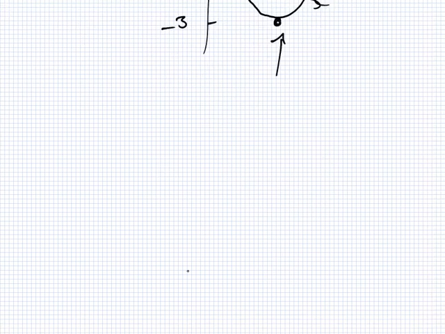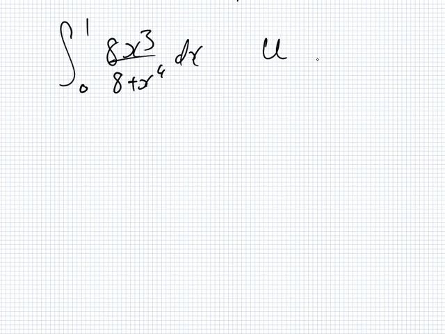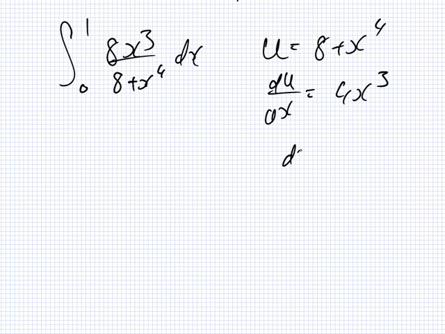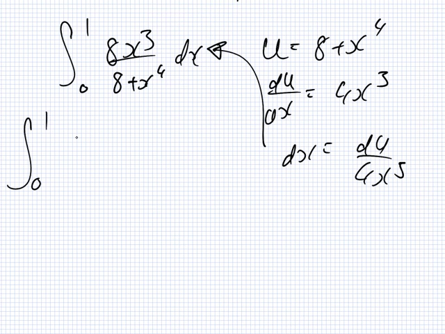Okay, what's next then? A8: evaluate the integral from 0 to 1 of 8x cubed over 8 plus x to the 4, dx, by using the substitution u equals 8 plus x to the 4. du/dx equals 4x cubed. So that means dx equals du over 4x cubed. Put that back in there: integral from 0 to 1 of 8x cubed over u, du over 4x cubed.